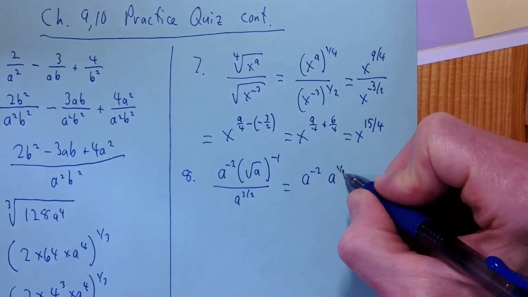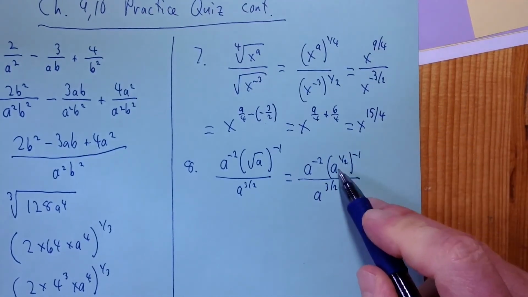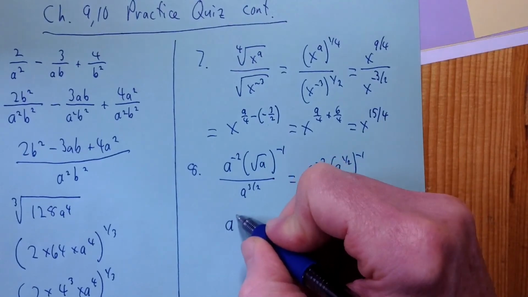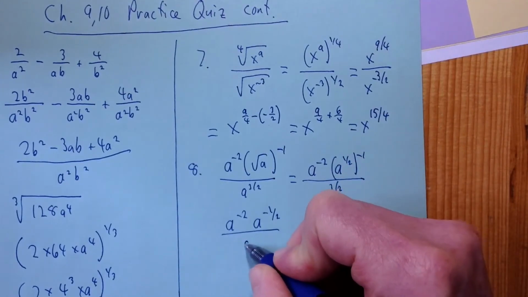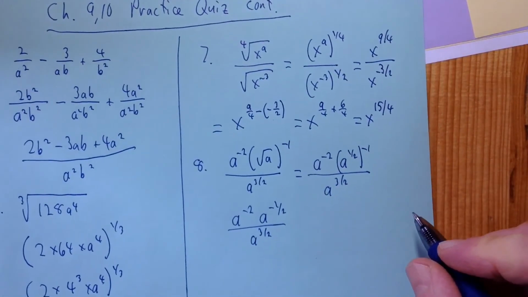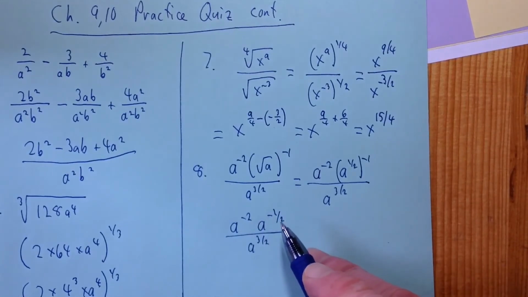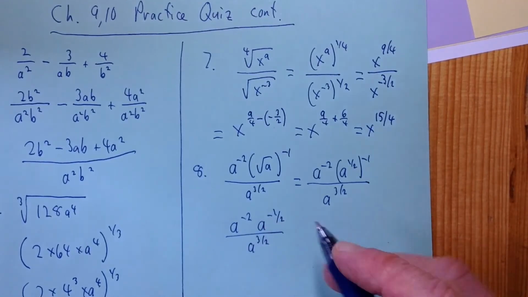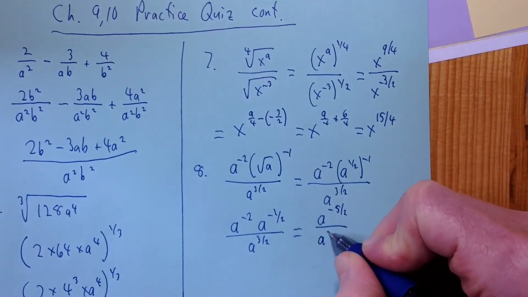We multiply. I'll just show my work. So that's a to the 1/2 to the -1 divided by a to the 3/2. Okay, -1 times 1/2 is -1/2. So that's a to the -2 times a to the -1/2 divided by a to the 3/2. Now when you have the same base, we add the powers. So that's -2 plus -1/2. That's -2.5, which is -5/2. So that's equal to a to the -5/2 divided by a to the 3/2.